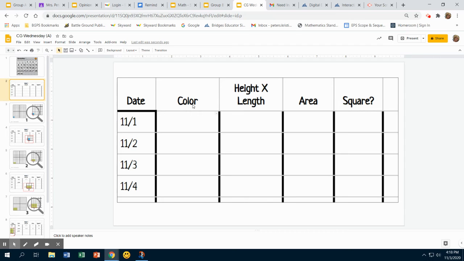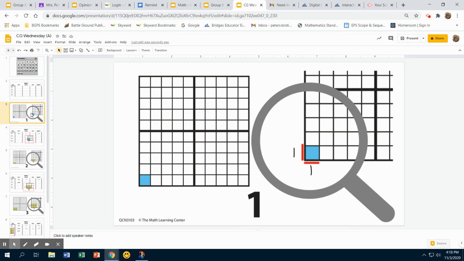We're going to be recording what color the figure is on the grid. We're going to be recording the height and the length of the figure on the grid. We're going to record the area of the figure on the grid. And then we're going to decide, is it a square? So let's go through it together and take a look at the first pieces that we've had.